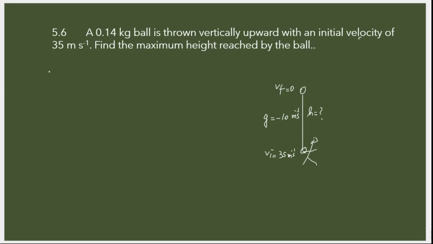The initial speed with which the ball was thrown upward, vi, is equal to 35 meter per second, and the final speed, vf, at the highest point it stops, is equal to 0. The value of g is equal to negative 10. When a body is moving upward, the gravitational acceleration is negative, and when its speed is increasing downward, the acceleration is positive. We have to calculate the height.